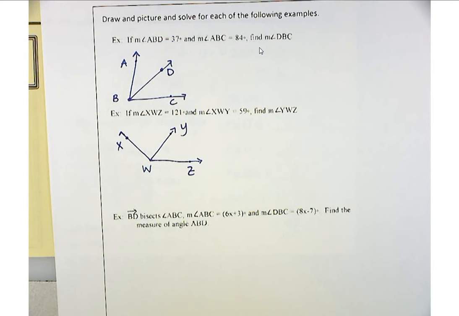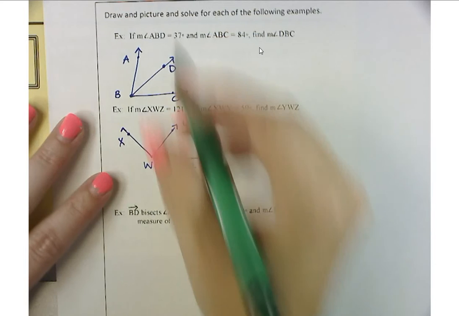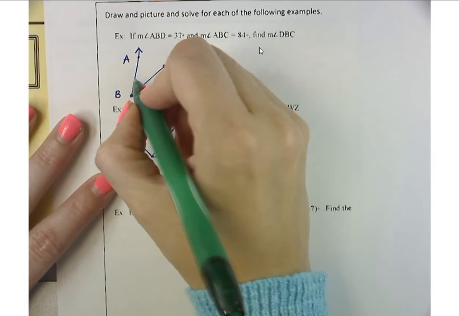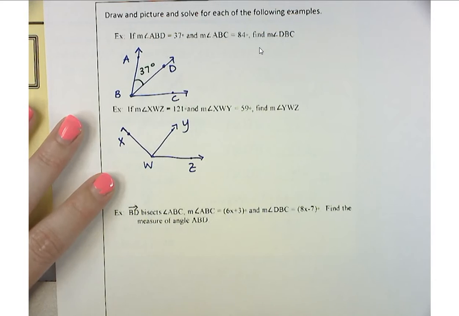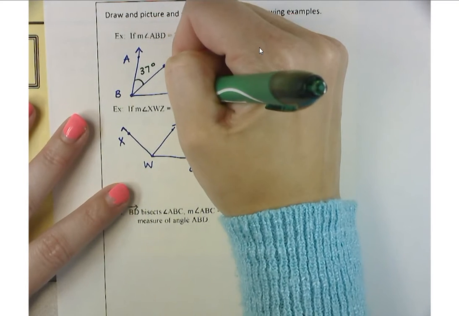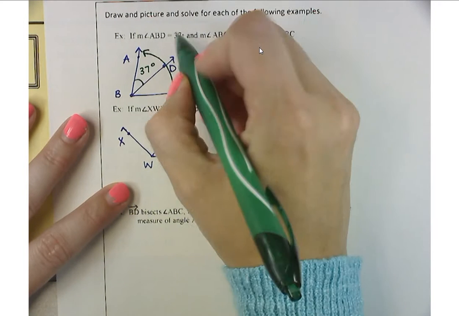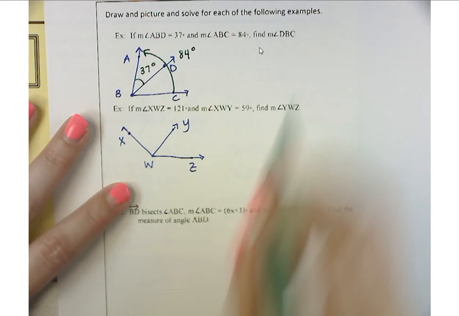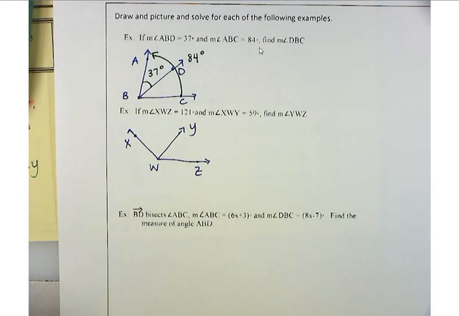Okay, and I'm going to go through the first one with you just to make sure you guys have that down. So ABD is 37, so what I would do is label this as 37 degrees. And then the next angle they give you is ABC. So remember to label that, we just draw the arrow to show that that whole thing is 84 degrees. So then what you have to find is DBC. Okay, so we're trying to find this angle here.